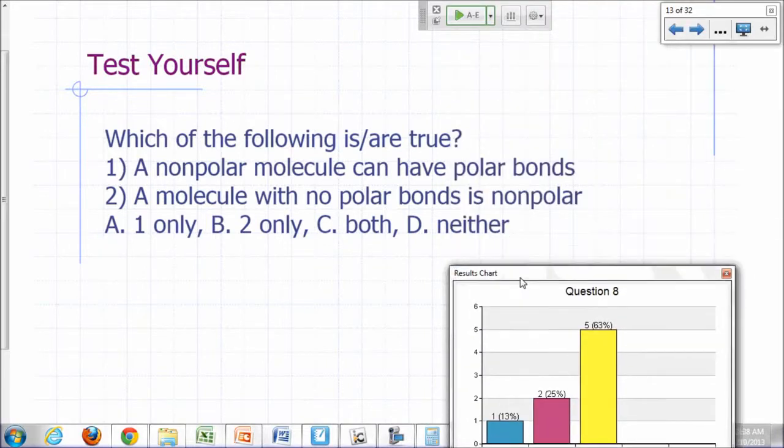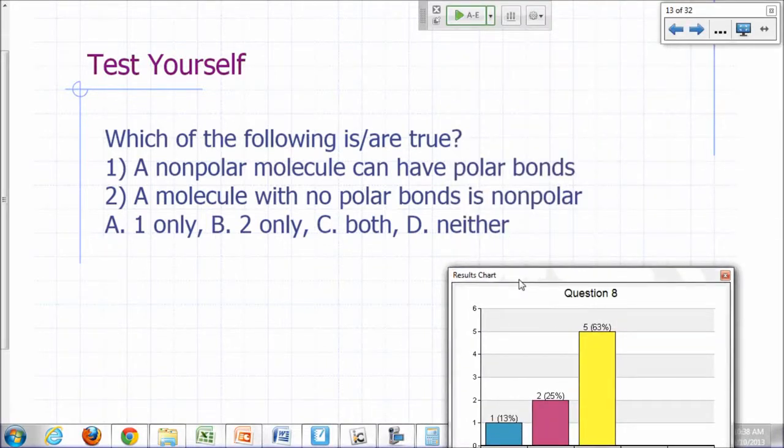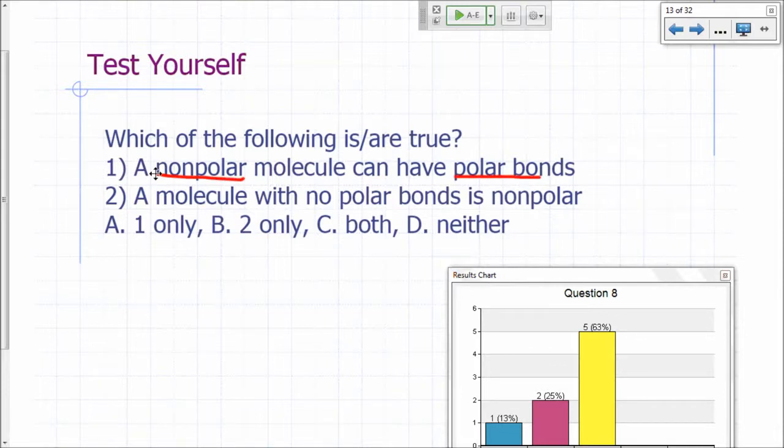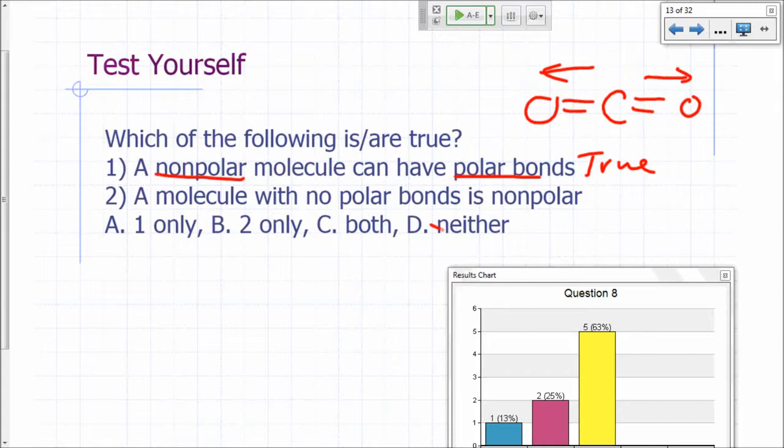Okay, let's see. A non-polar molecule can have polar bonds. Is that true? Yes. What's the example we have? Carbon dioxide, right? It has polar bonds, but it is non-polar, so that's true. Okay, so it can't be D. A molecule with no polar bonds is non-polar. It has to have at least one polar bond, right? So this is also true. So C is correct. Good.